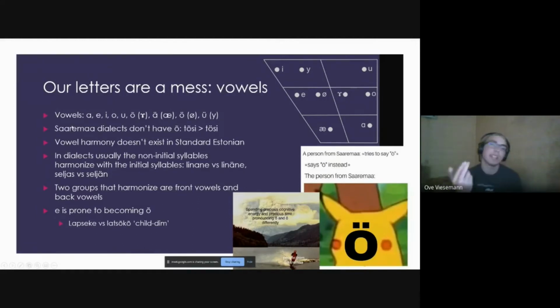And what is interesting is that in Saaremaa dialects, they have lost Õ, and for example, tõsi, which means truth, in Saaremaa is tõsi. Then vowel harmony doesn't exist in standard Estonian, but in dialects it is very prominent. And usually the non-initial syllables harmonize with the initial syllables. For example, linane versus linane, then seljas versus seljan. The linane and seljan are from Kodavere dialect. Then two groups that harmonize are front vowels and back vowels.